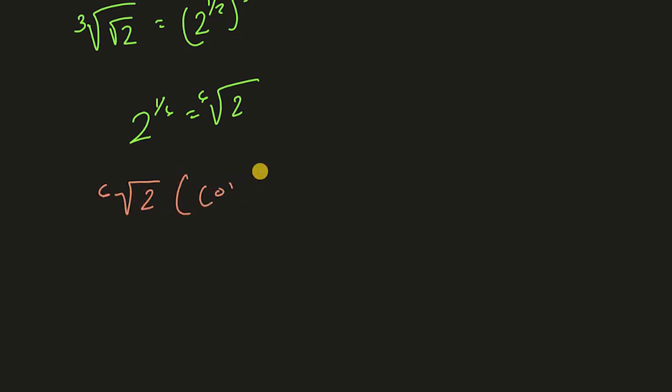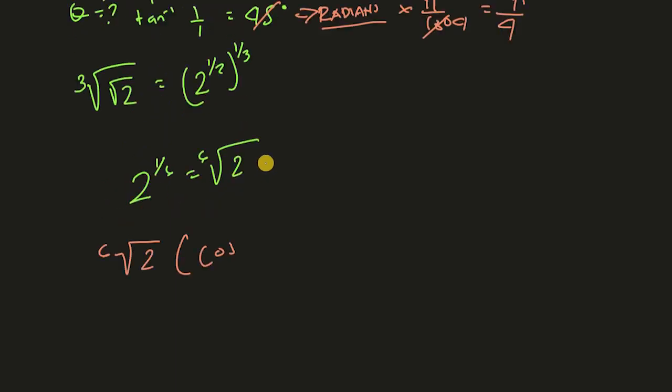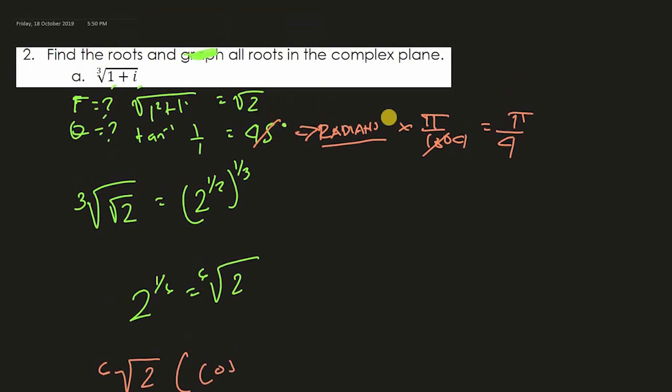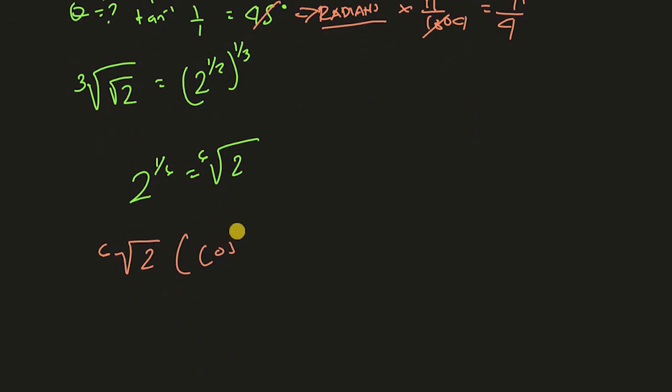Next natin is cos pi. What's the value of our theta? The value of our theta is pi over 4. Pi over 4 times plus 2k pi over n. Okay lang yan. Kahit wag nating plus i sin, same lang yan. Ikakopy lang naman to eh.